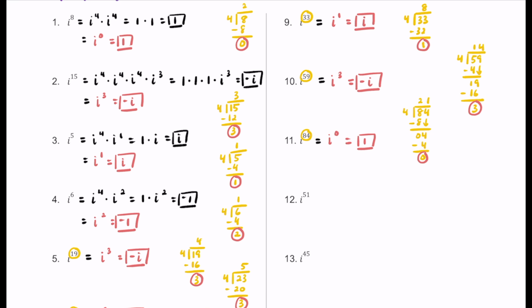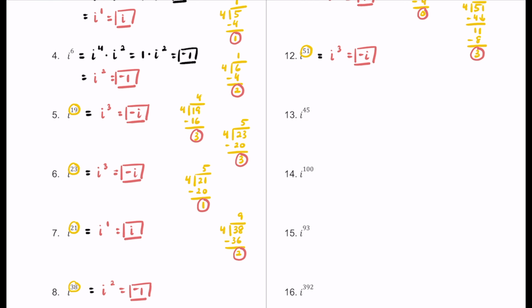All right, moving on to i to the 51st power, you can take 51 and just divide that by 4. 4 fits into 5 one time. 1 times 4 is 4. 5 minus 4 is 1. Bring down that 1. 4 fits into 11 2 times. 2 times 4 is 8. And we see here that we have a remainder of 3. That lets us know that i to the 51st power is the same thing as i to the 3rd power. And if we know that i to the 3rd power is equal to negative i, then that's as far as we have to go. That would be the solution.